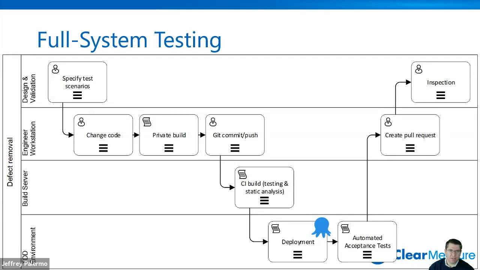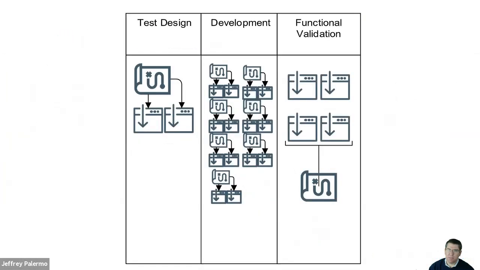All right, let's go into the next piece. These are the 3 Kanban columns that are affected by what I just showed you: the test design, development, and then functional validation.